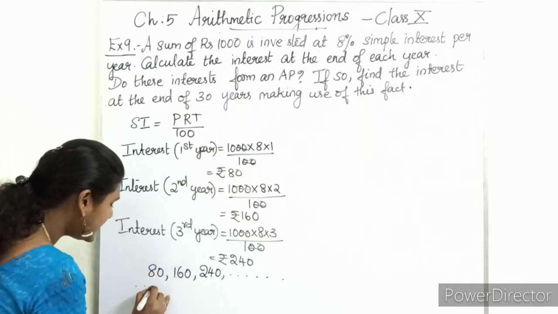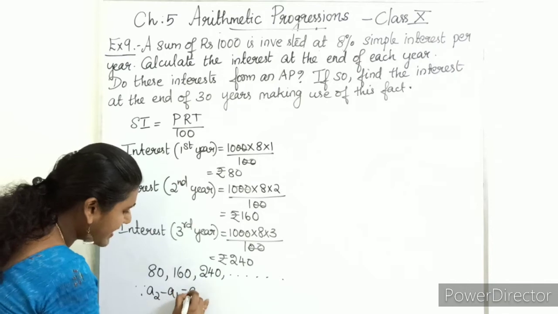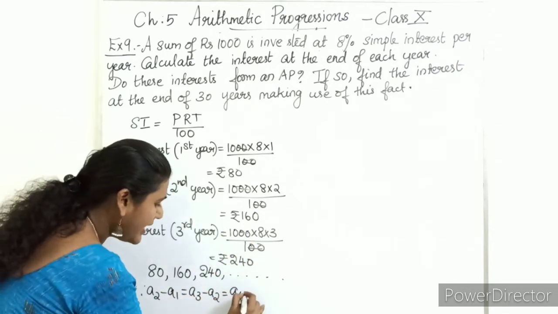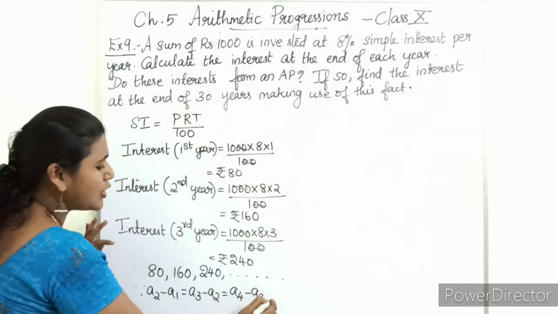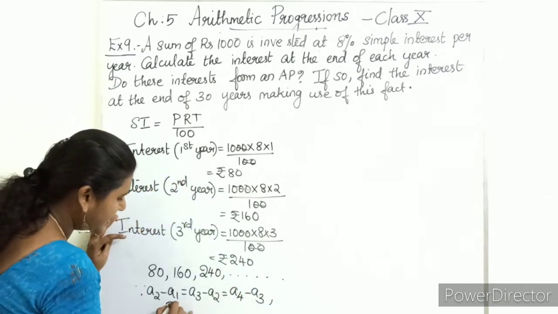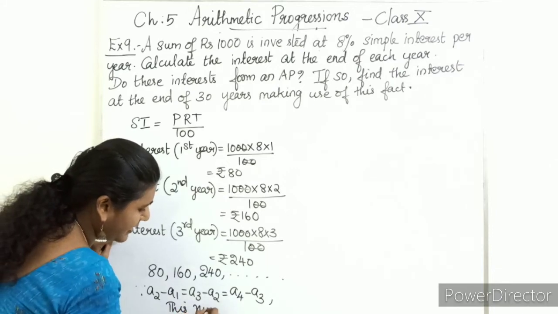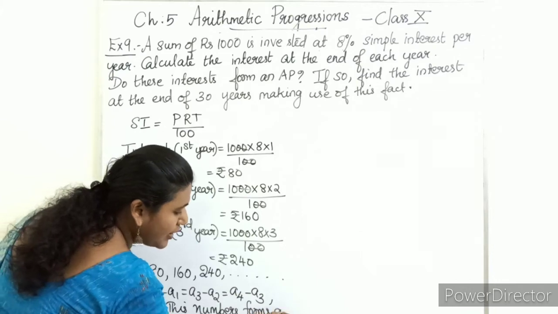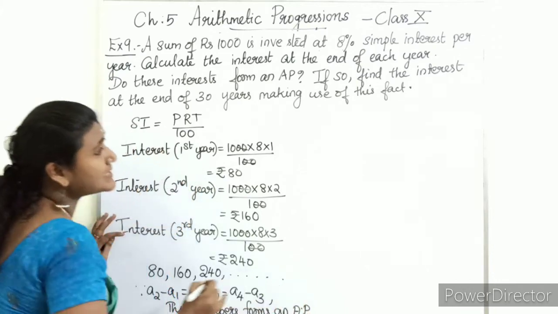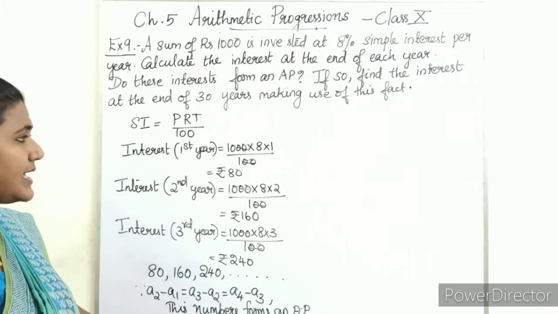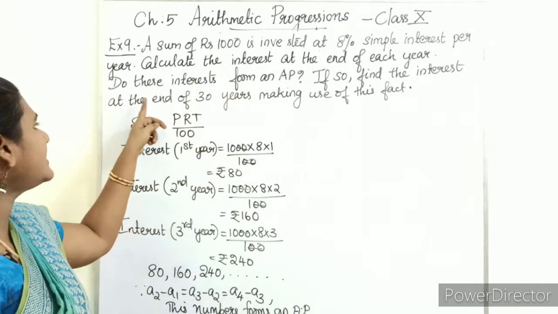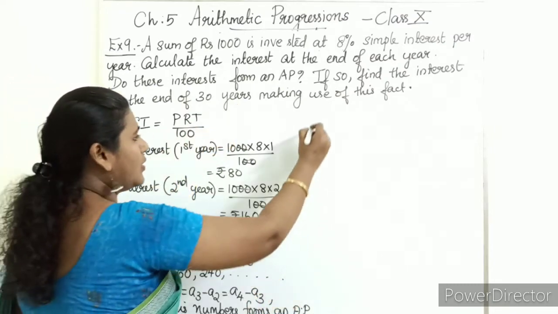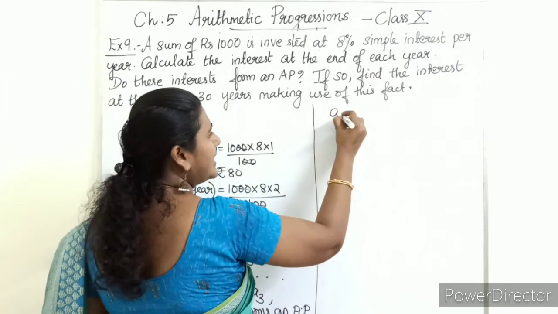So we got, since A2 minus A1 and A3 minus A2, and if you calculate the next, A4 minus A3, these are all equal. This forms an AP. Okay, now the next question. What is the next question? If it forms an AP, find the interest at the end of 30 years. That is A30 you have to find out.